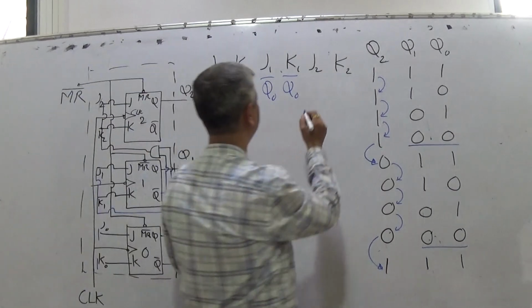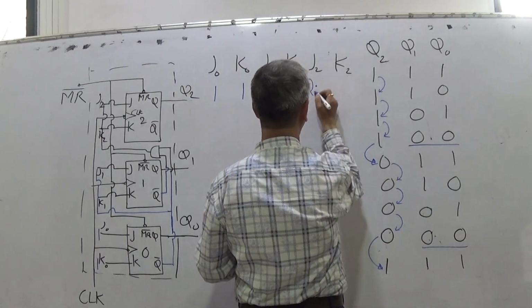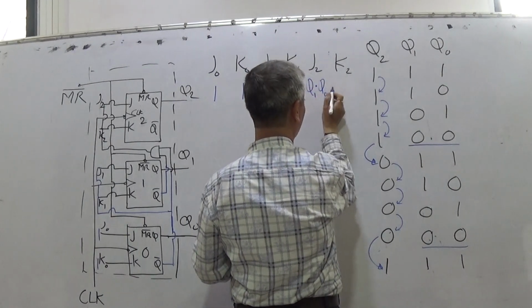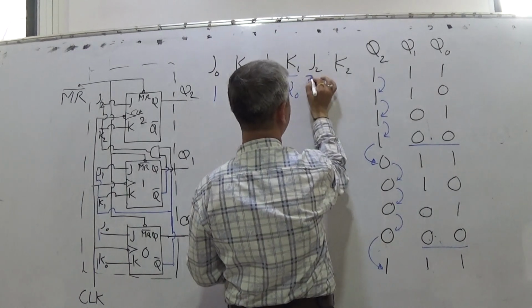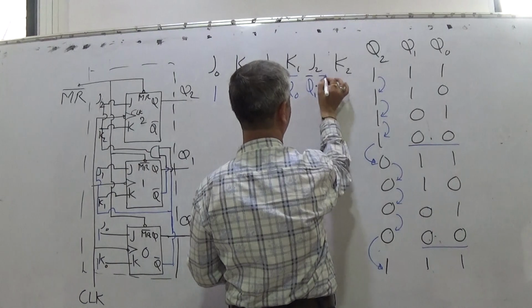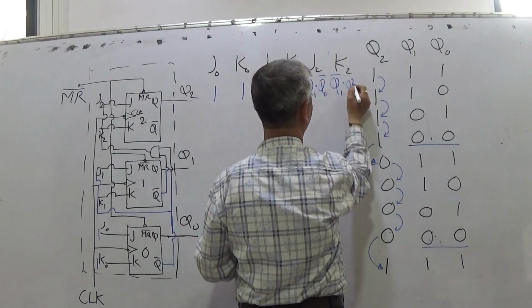So it is Q1 bar dot Q0 bar. Remember, this is De Morgan's theorem, I think it is a homework now. So Q1 bar and Q0 bar.